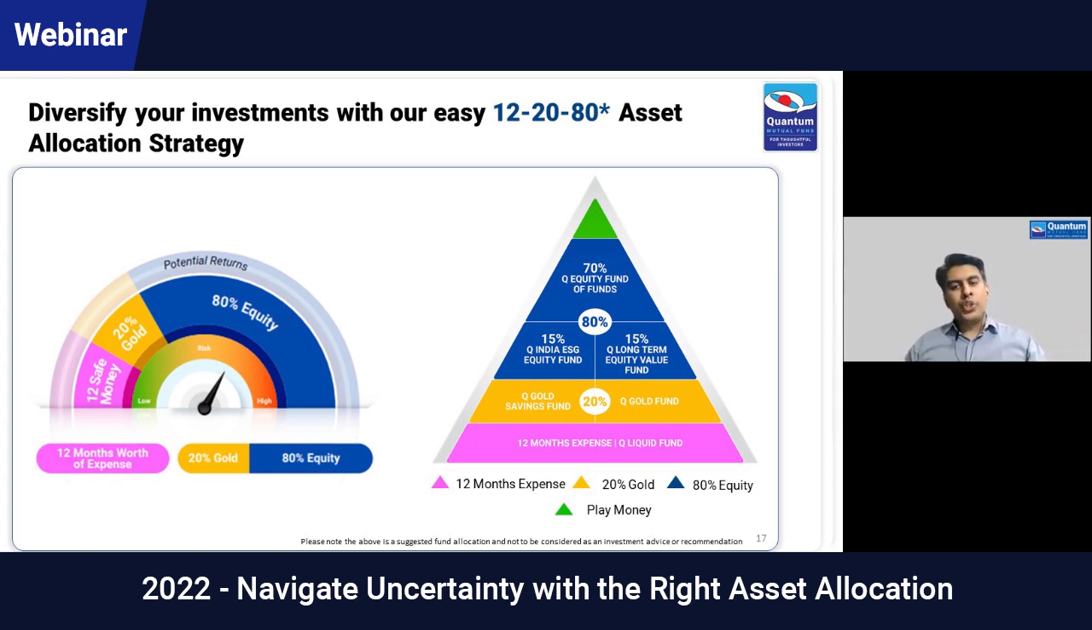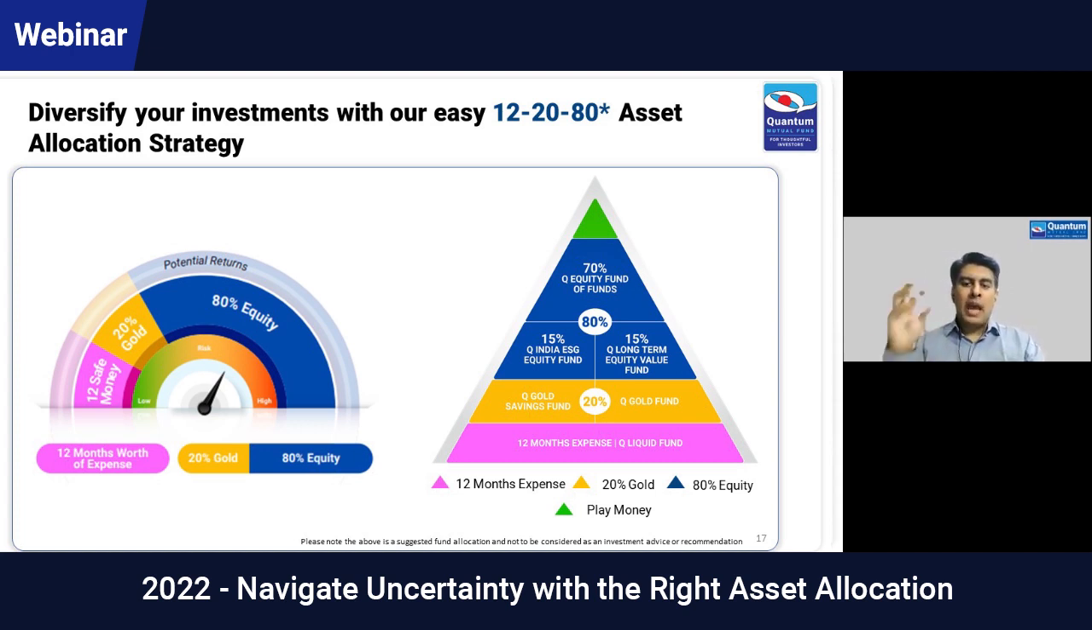And that 80% that goes into equities has to be well diversified across styles of management, across different fund managers. And to get the diversification, we have 3 things identified. Out of that 80%, 70% of that 80% should be in Quantum equity fund of funds. So for example, if you have a corpus of say 10 lakh rupees to be put in equities, out of that 7 lakhs should go to equity fund of funds, 1.5 lakhs in Quantum ESG equity fund, and 1.5 lakhs in Quantum long-term equity fund. So that is how it should be split.